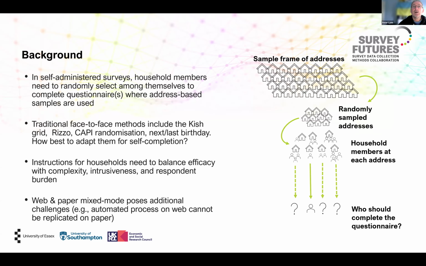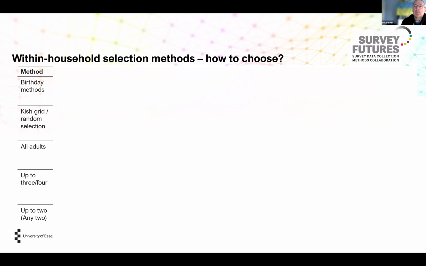So I'm just going to run you through available methods. There are a number of types of method. The first is what we shall refer to as birthday methods. So these are methods where we ask for the person in the household either with the next birthday or the last birthday or the nearest birthday to the current date to be the person to take part in the survey. So it's a relatively simple concept to convey to the respondent. Hopefully, in most cases, not too difficult for the respondent to work out who that person is. And then that's the person who should complete the questionnaire for us.